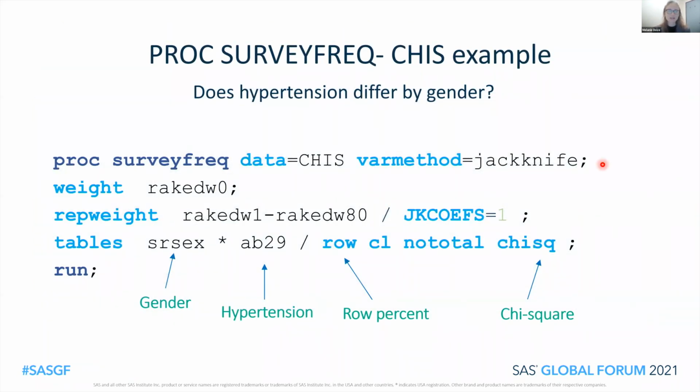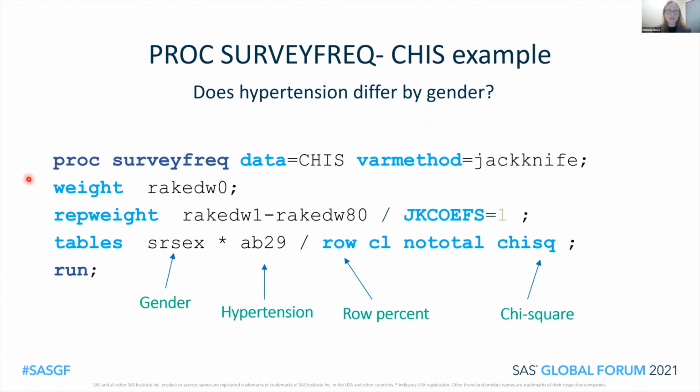Okay, next we'll look at the PROC SURVEYFREQ procedure applied to the CHIS example. In this case, we're asking the question, does hypertension differ by gender? And so we have our PROC SURVEYFREQ statement. We specify our data set is CHIS. And CHIS uses the jackknife method to estimate the variance, and so we specify that here.